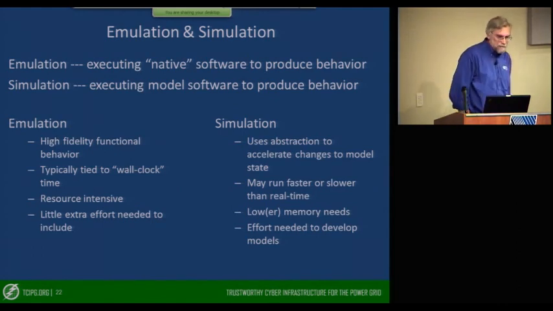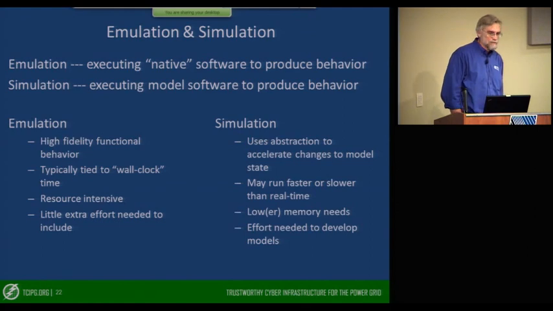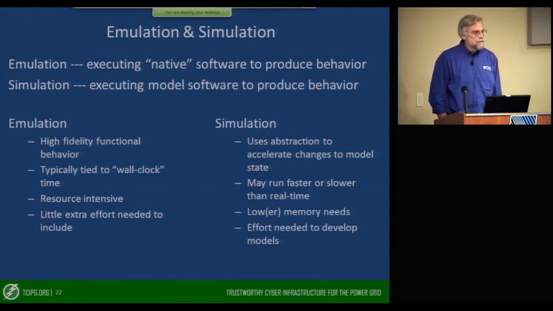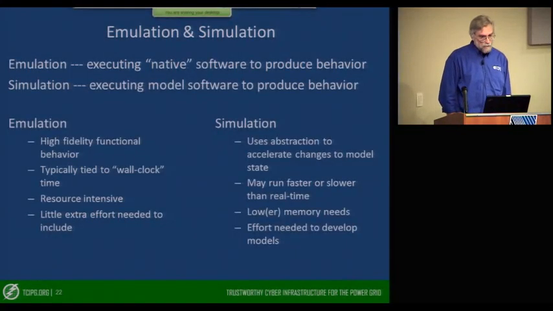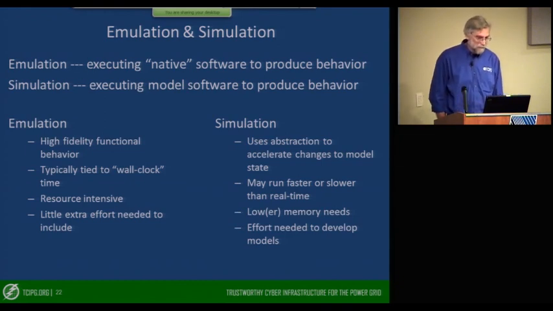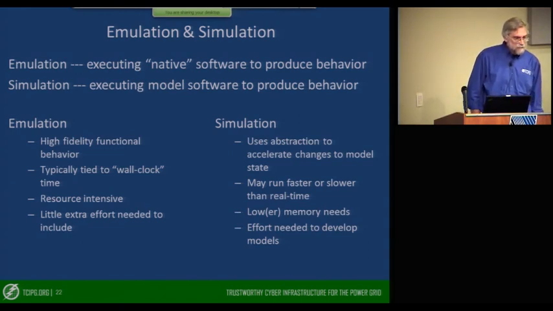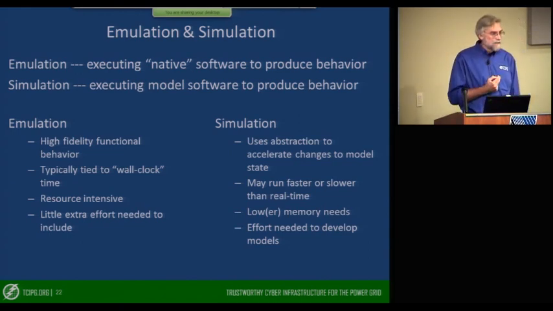So, emulation is executing native software to produce some kind of behavior. Simulation is executing models of software to produce behavior. So if you're actually executing the software, if your inputs have high fidelity, then the behavior is going to have high fidelity. So you have high fidelity functional behavior. Typically, what happens when you emulate something is that that behavior is tied to wall clock time, and we'll see more about this shortly. But basically, you're running the software, and the amount of time it takes to run that software, that's how some scaled version of that is what you presume it took to run that in the system that you are emulating.